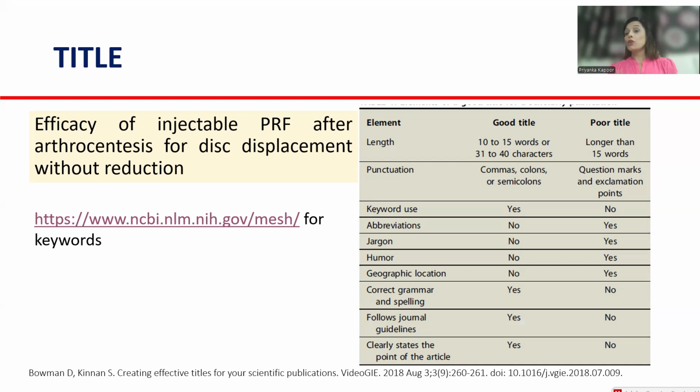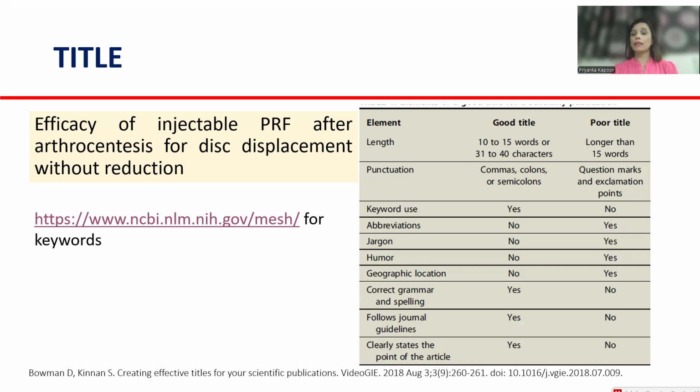Then definitely you should not use jargon which is conducive only to your own speciality, which only your readers can read. If it's very specific, then you have to, but avoid using jargon, avoid using humor. Science is no joke. So if you are doing something very seriously, you should not be using humor in your titles. You can use geographical location, but it's not that important. And you should follow the journal guidelines. Definitely, if they have some word limit or character limit, you have to follow that.